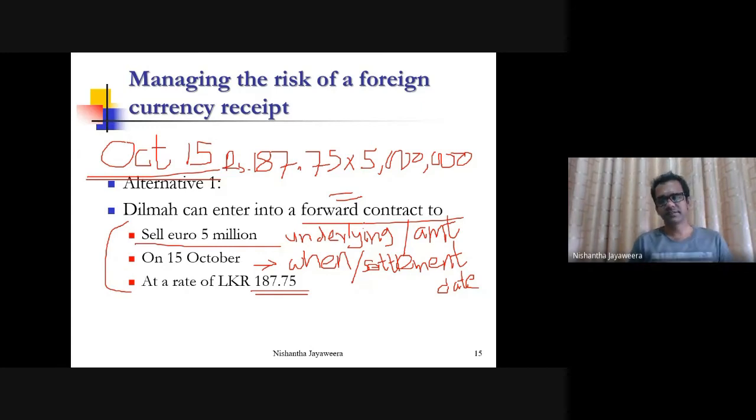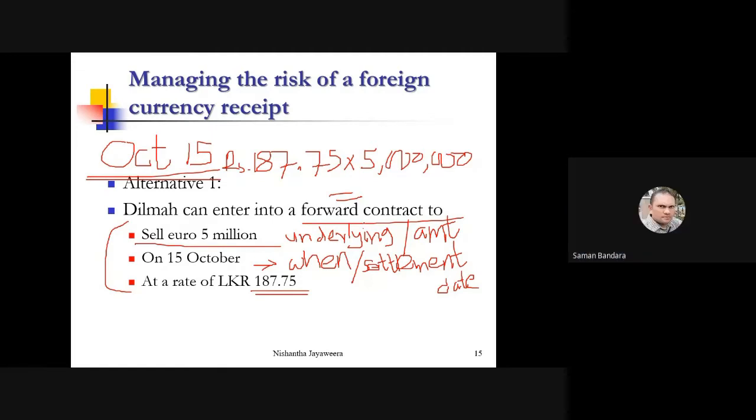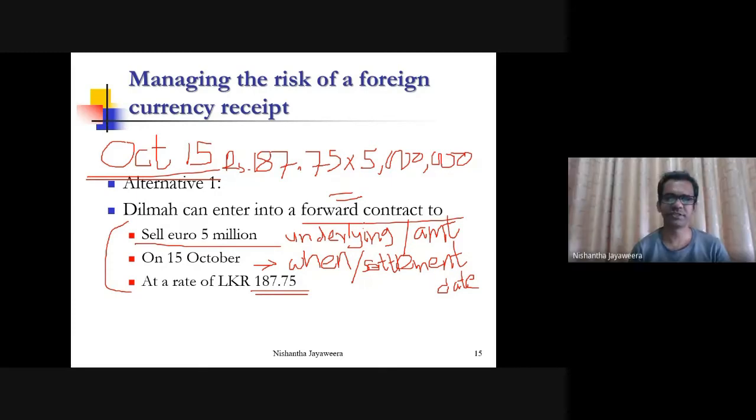What are the advantages? What are the disadvantages? If the rate goes up, he loses some amount, no? Yes, there's an opportunity cost. If the rate goes up, then say on this date, maybe the exchange rate is 200, but still you have to sell it at 187.75. You lose that opportunity.